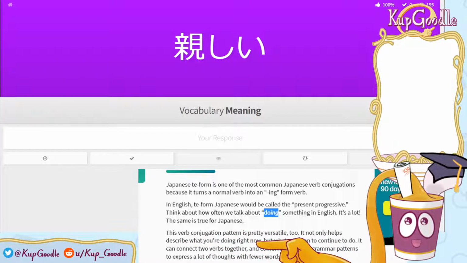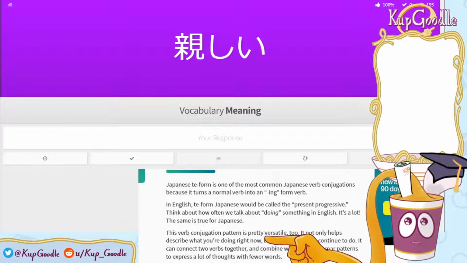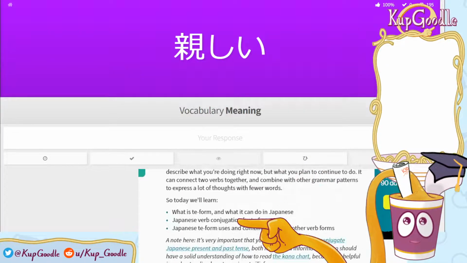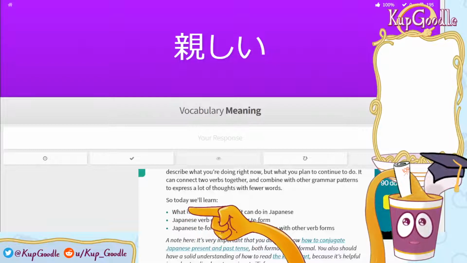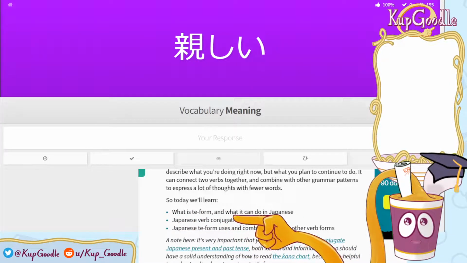right now, I am doing this, what you are doing right now, the ing, but what you plan on to continue to do. It can connect two verb forms together and combine other grammatical patterns. Express a lot of thoughts in fewer words. The te form is very versatile in Japanese. It does a whole lot of different functions. So today we'll learn what is te form, what can we do in Japanese, Japanese verb conjugations of the te form, Japanese te form used in combinations with other verb forms.